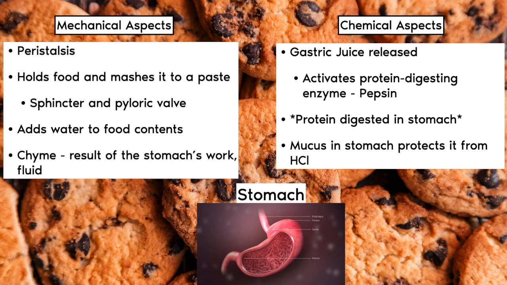So you have more breakdown of the food and then addition of more liquid. When food and nutrients leave your stomach to go to your small intestine, they're really in a pretty liquid form. Chemically in the stomach, we have the release of gastric juice. And gastric juice is basically hydrochloric acid. So it's this acidic liquid, and the acidity in your stomach activates a protein digesting enzyme called pepsin. And this means that most protein is digested in the stomach.